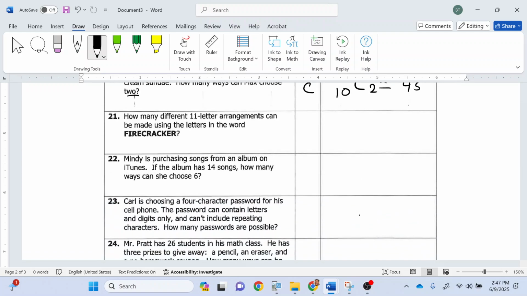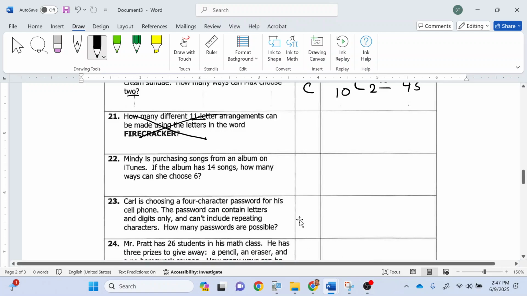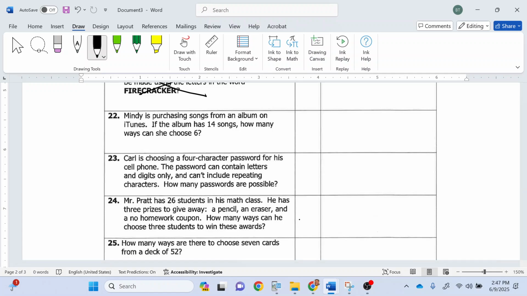How many 11-letter arrangements can you make using the word firecracker? You do not need to worry about a problem like this. We're not going to do that one, even though there's a technical part about it.